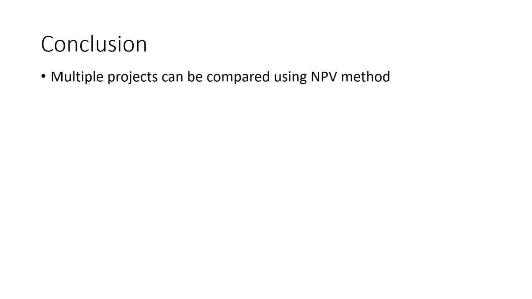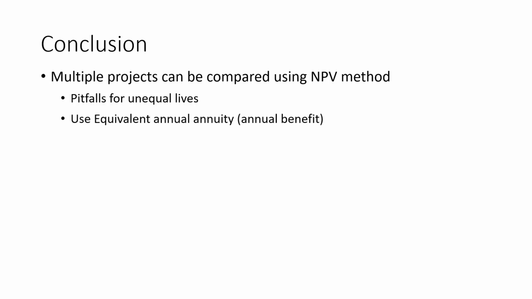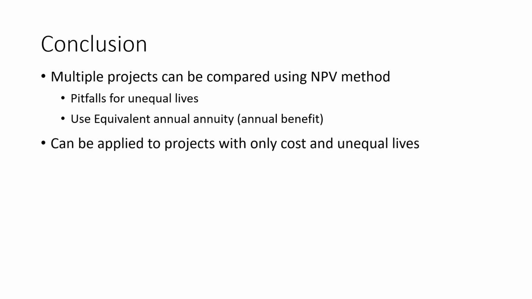To conclude, multiple projects can be compared using the NPV method. The pitfalls of NPV method are unequal lives, which we can solve by using equivalent annual annuity or annual benefit or annual cost, whichever side we want to go. It can also be applied to projects with only cost and unequal lives.